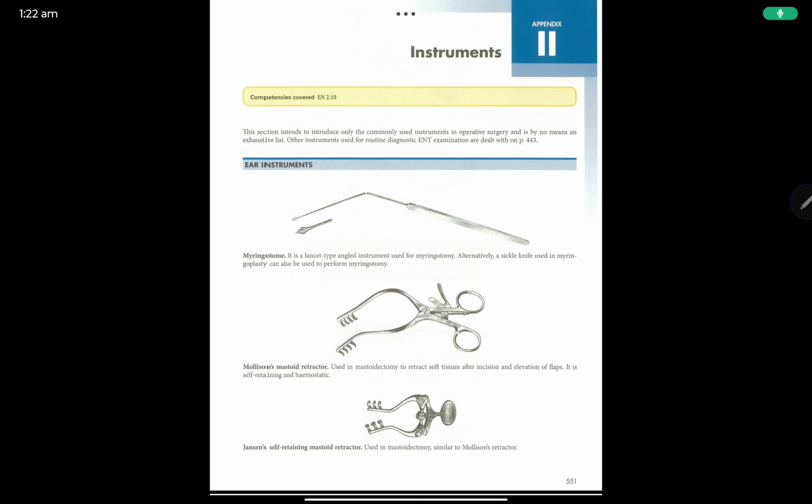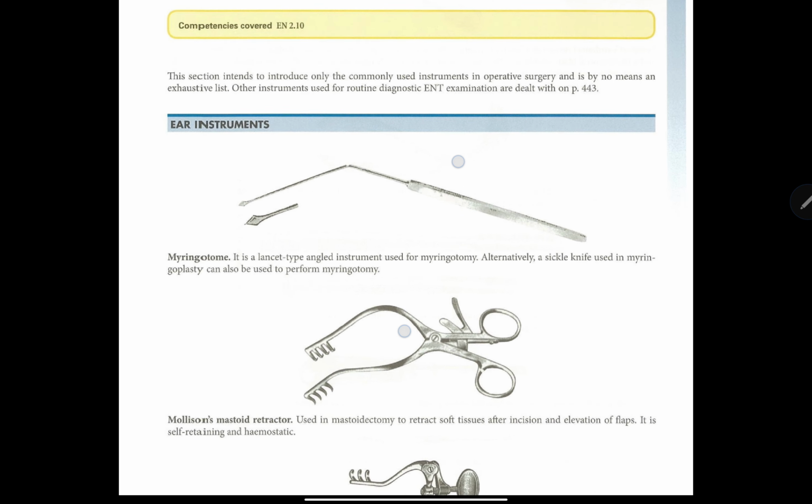ENT instruments by P L Dhingra. This section intends to introduce only the commonly used instruments in operative surgery and is by no means an exhaustive list. Other instruments used for routine diagnostic ENT examination are dealt with on page 443.